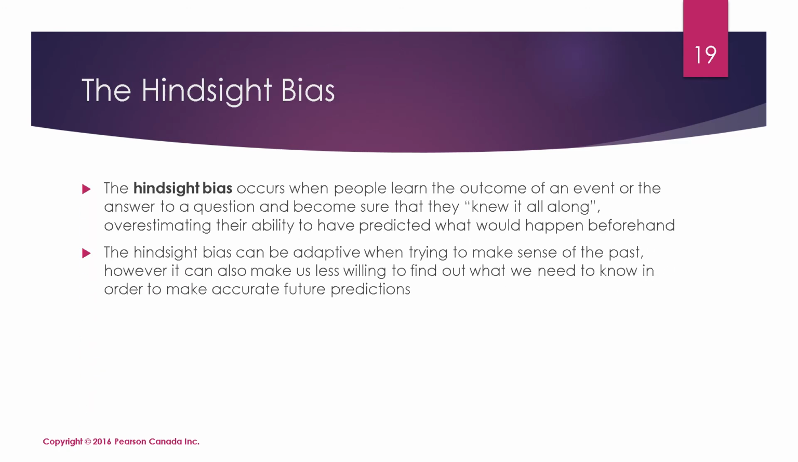Finally, we have the hindsight bias, and this one is pretty straightforward. It occurs when people learn the outcome of an event or an answer to a question and become sure that they knew it all along. So for example, if you watched a sports event with your favorite sports team and your team won, you might say afterwards, oh, I knew they were going to win. Even if halfway through the game you were biting your nails because it was super close and you weren't really certain if they were going to win at all. So people tend to overestimate the likelihood that they could have predicted the result beforehand, after the fact.